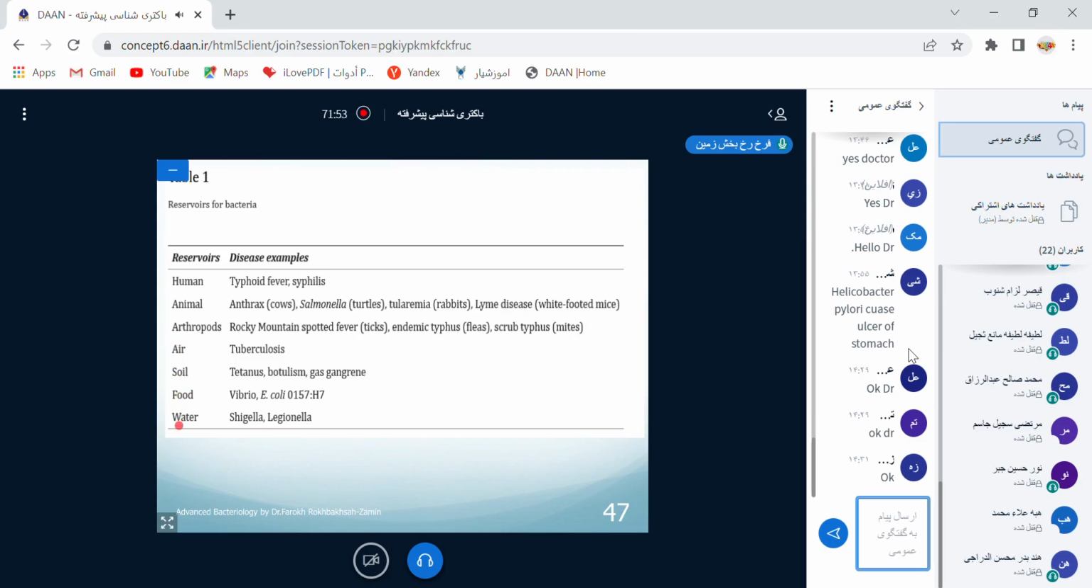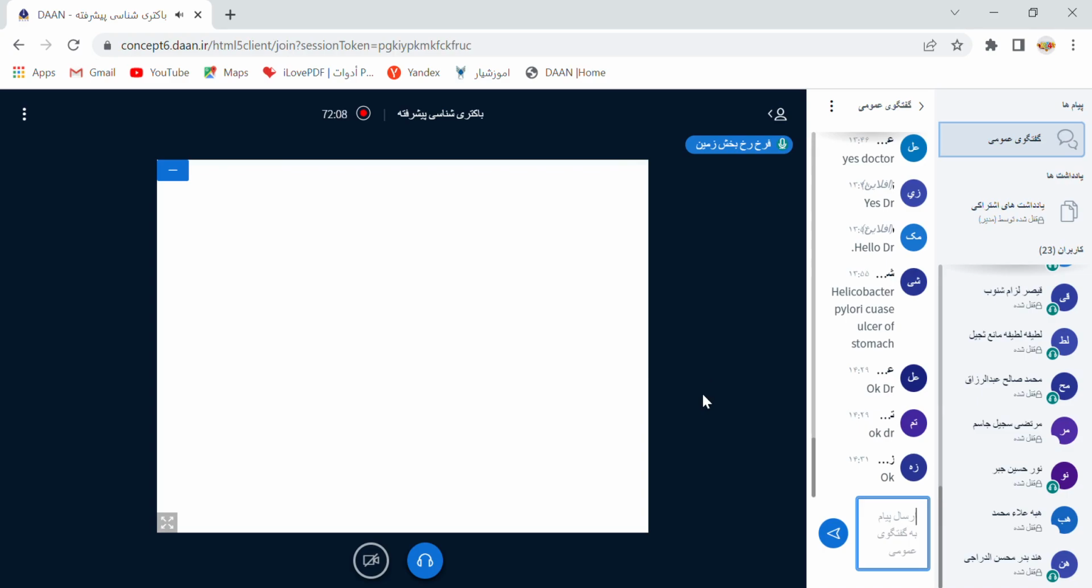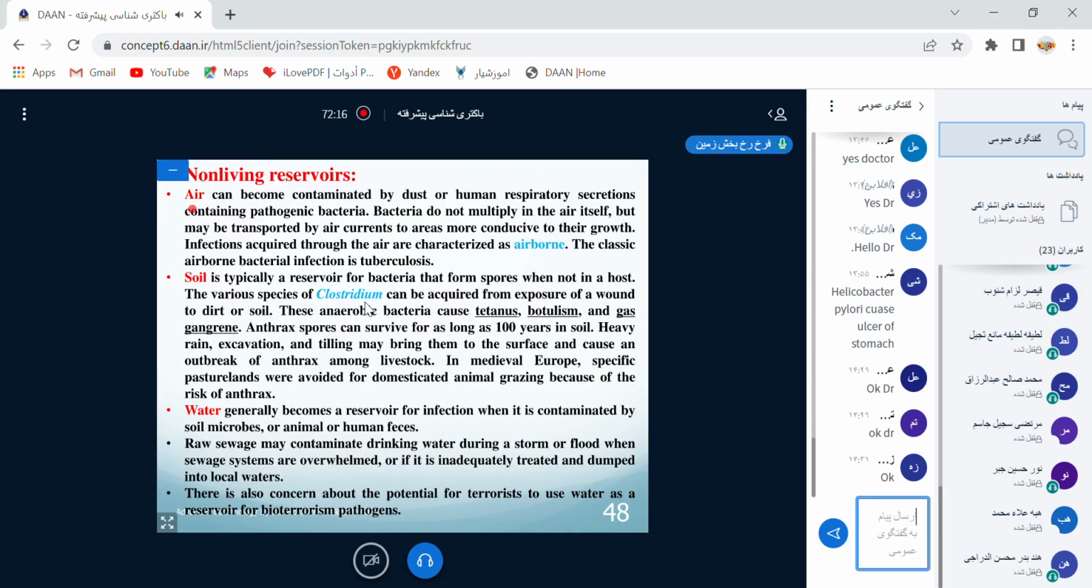Now we want to see what air, soil, food, and water are about. They are not alive, non-living reservoirs. Like what? Number one, like air.